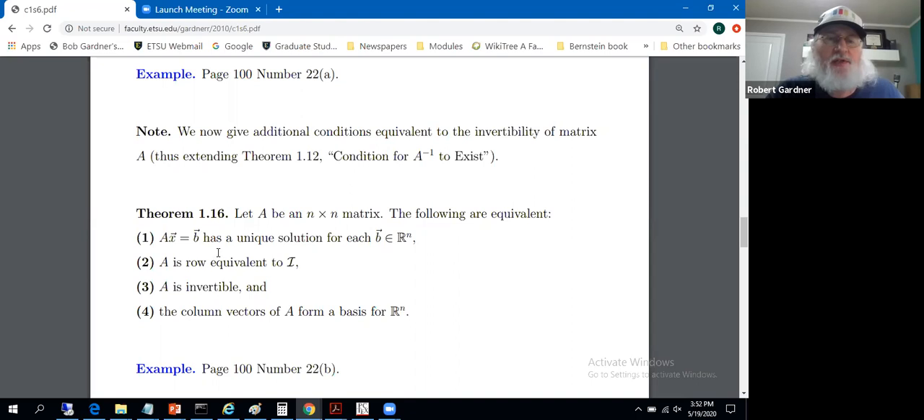What's up with this unique solution thing? How would you solve this system of equations? I'd take A and augment it with the vector B and row reduce. And if it worked and we got a unique solution, then that would happen because A is row equivalent to the identity. We get the identity out, we just read off the values of those unknowns.